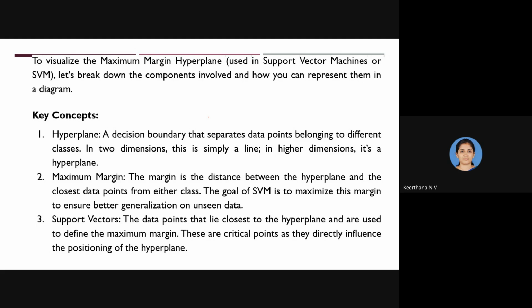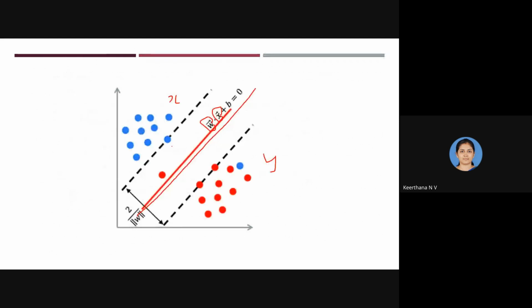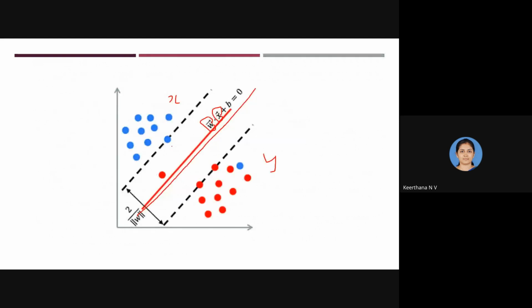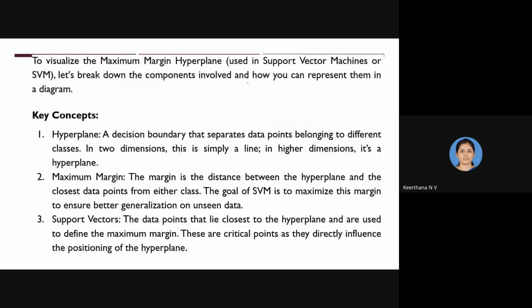So consider a hyperplane in an n-dimensional space. You can represent it like this: w into x plus b equal to 0. This is the normal vector. So in terms of vectors only, this hyperplane is defined. The hyperplane is a decision boundary. So see here, this is your hyperplane. It will be considered a decision boundary that separates the points belonging to the different classes.